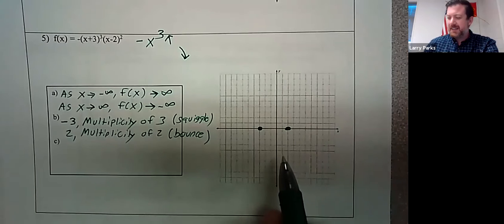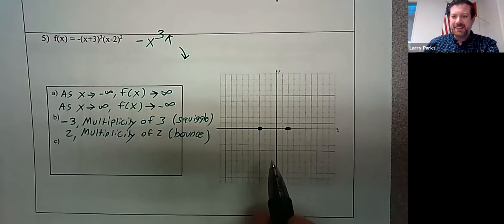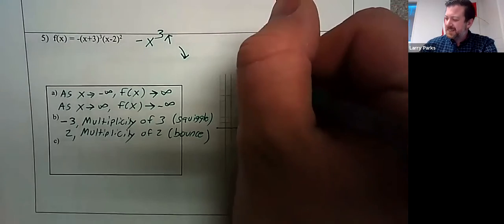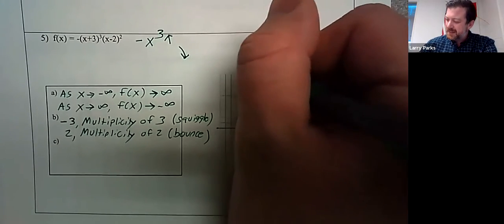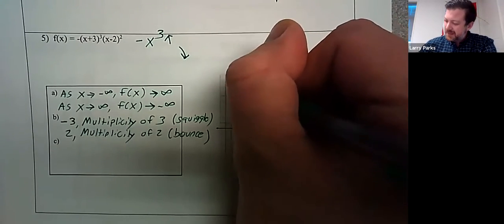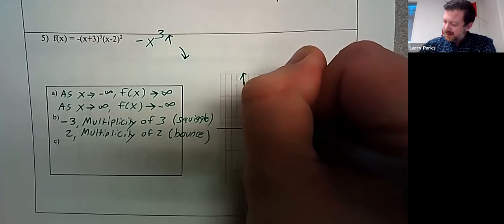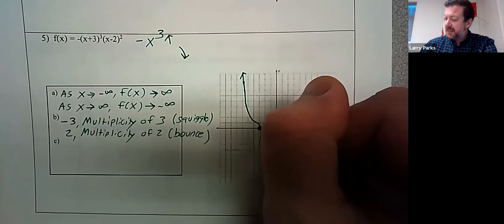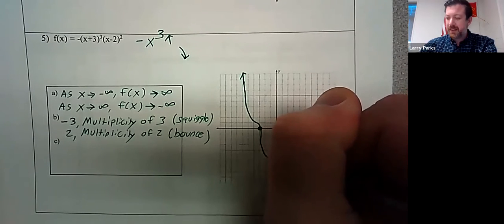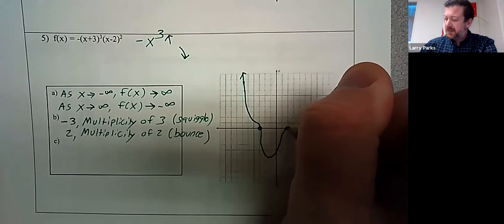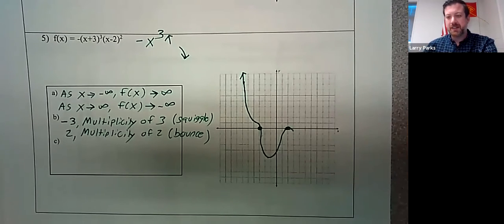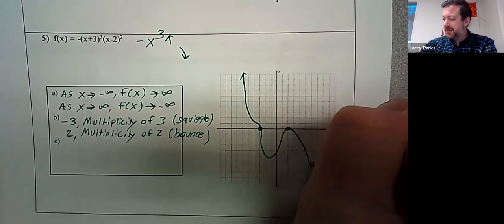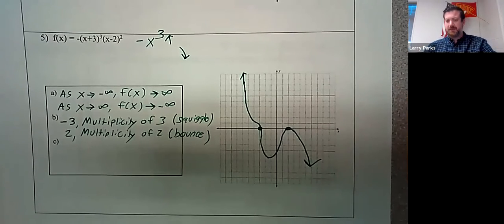So right here, you kind of have to pre-plan. So it's going to start up here somewhere, and it's going to come down, do like a squiggle, which I don't know if I drew that perfectly. And then it's going to come up here and do a bounce. And then it's going to go down forever. So that's a rough sketch. All I want is you to have a rough sketch.